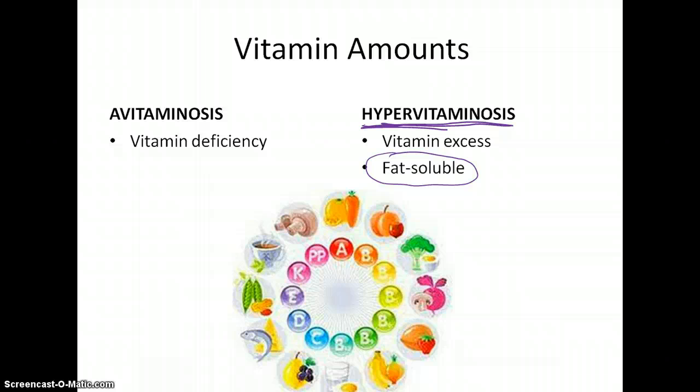We get most of our vitamins if we have a pretty balanced diet. However, some people could have avitaminosis, which is a deficiency in a particular vitamin. So for example, with vitamin C, a deficiency there, that disease would be called scurvy. And there you could go through all of them, and they all have their own names.